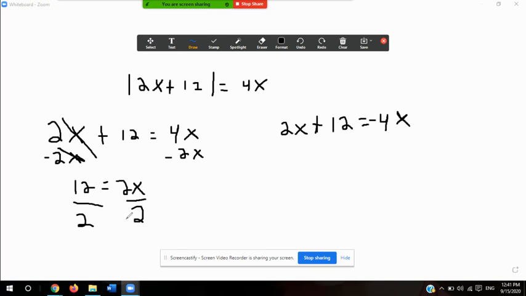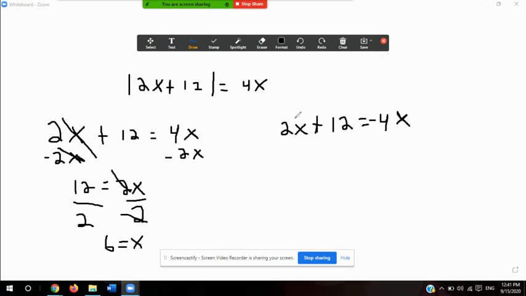And this is going to cancel out. And 12 divided by 2 is 6. So one answer is going to be positive 6. So 6 equals x, or you could actually write x equals 6. It really doesn't make a difference. Now we're going to do the same thing on this side.